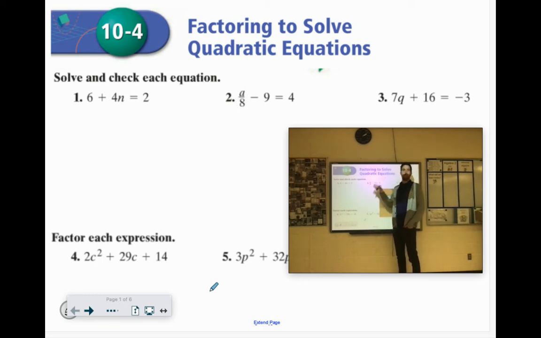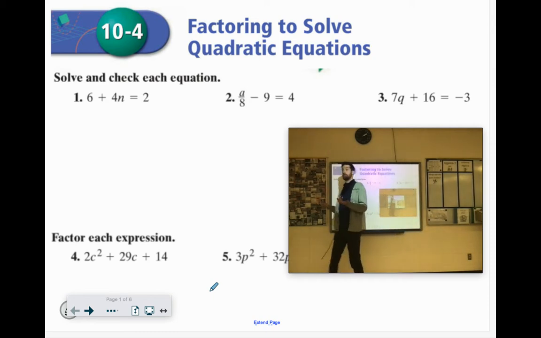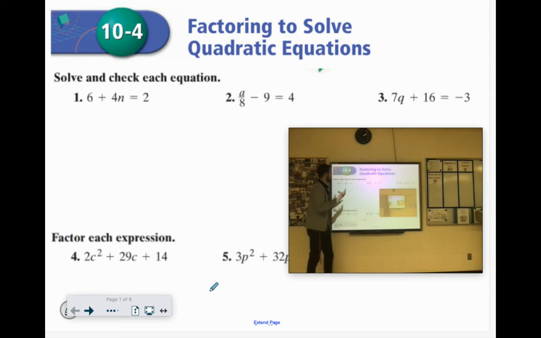All right, some old two-step equations. You gotta know how to solve them. 6 plus 4n equals 2. We're trying to get n by itself. So we get rid of stuff by doing inverse operations.